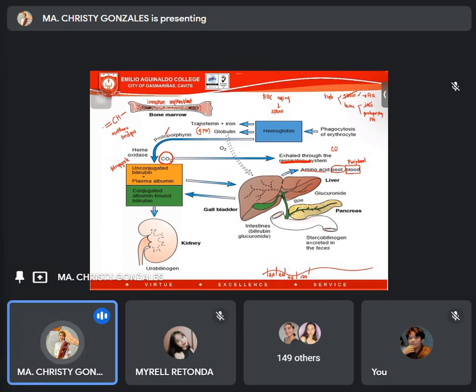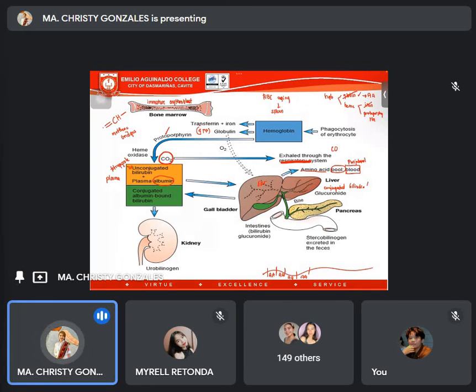Okay, remember tetrapyrrole, cyclic tetrapyrrole. So that is your unconjugated bilirubin, which is already in the plasma. So you have unconjugated bilirubin that will be transported by albumin to where? To the liver. Why? Because it will be conjugated. After the conjugation, you will have conjugated bilirubin, which is also known as your glucuronide.